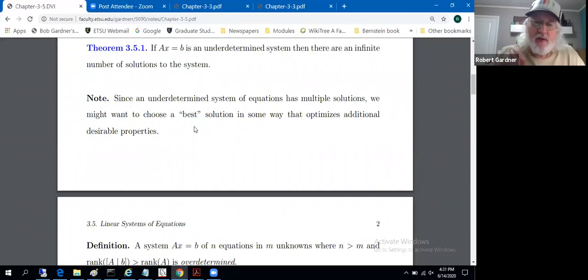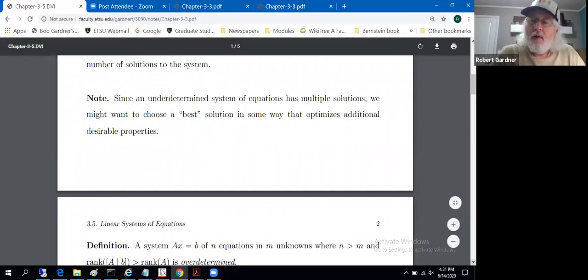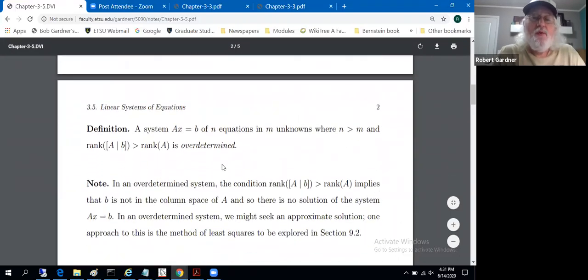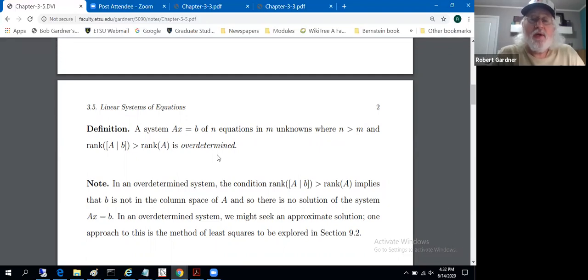We'll see right now what it means for a system to be overdetermined. The punchline here is going to be there are no solutions. All right, well, we might want to get close to solutions in a sense. In the previous one, things were great. We had solutions coming out of our ears. We had an uncountable number of solutions.